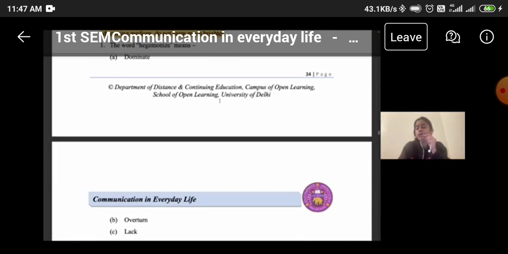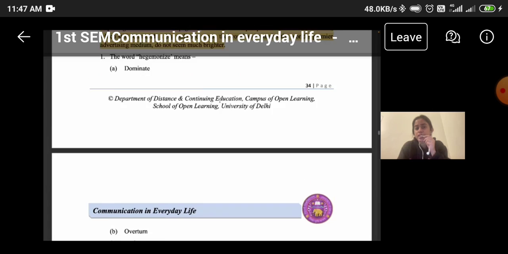Now let us come to the word itself, understanding how we create meaning and what happens when we practically apply the 4 types of meaning that we just read about when we are attempting a reading comprehension or when we are reading a work. What does the word hegemonize mean? Where did we come across the word hegemonize?